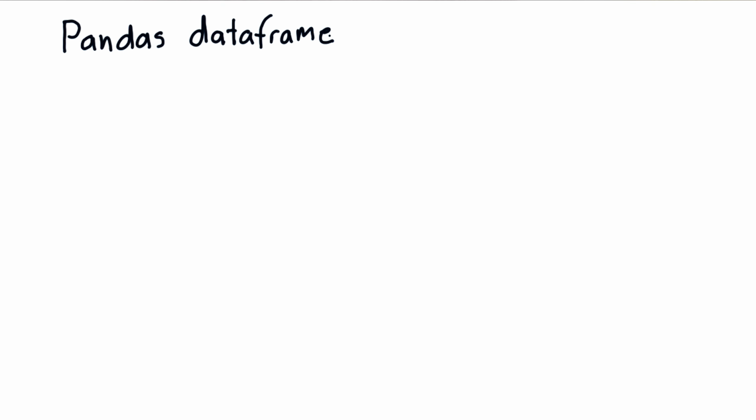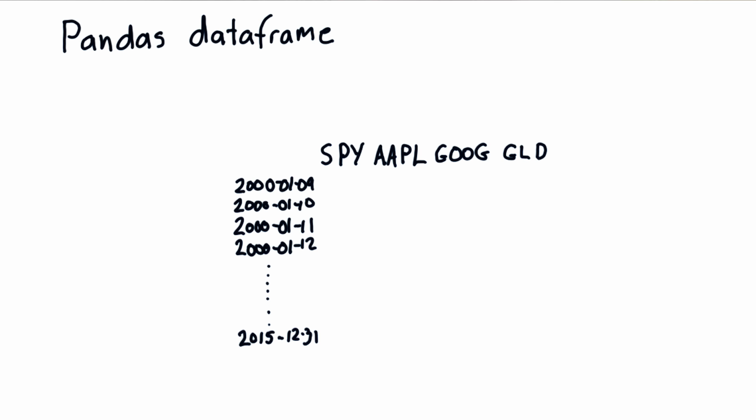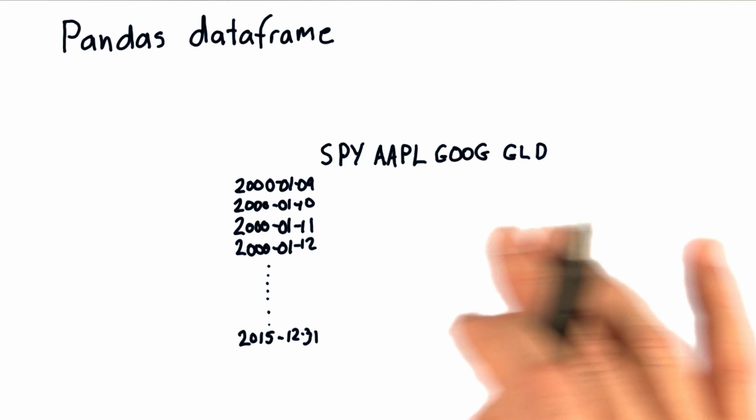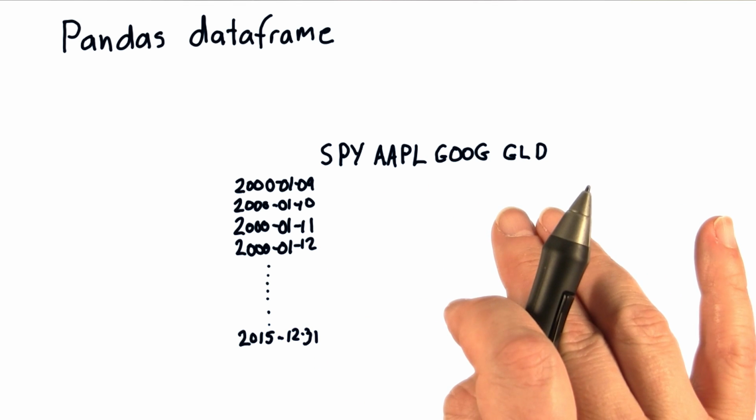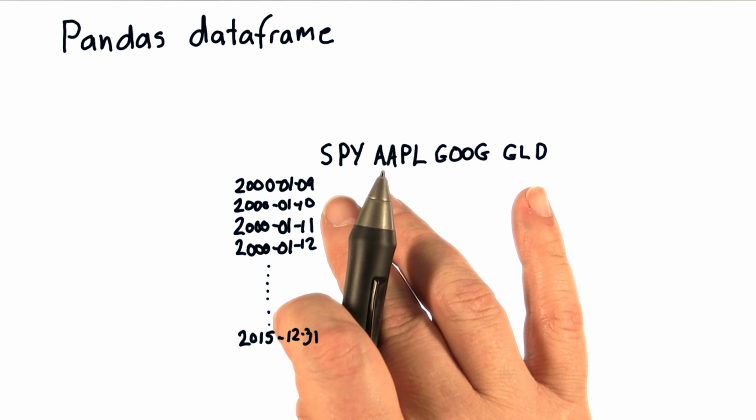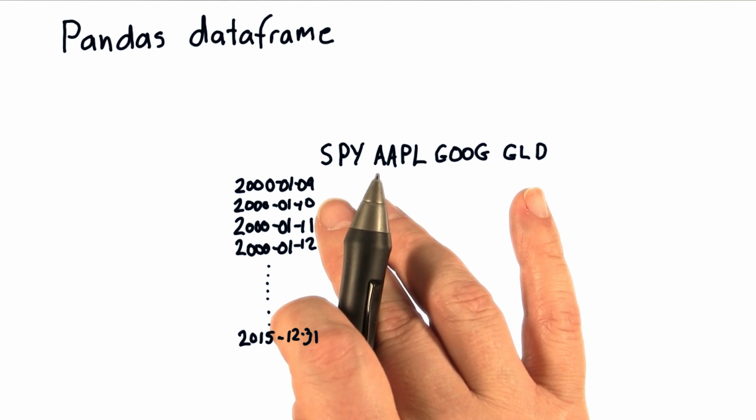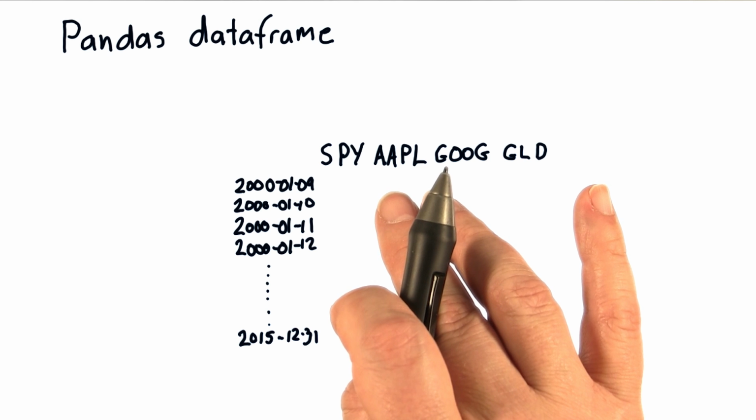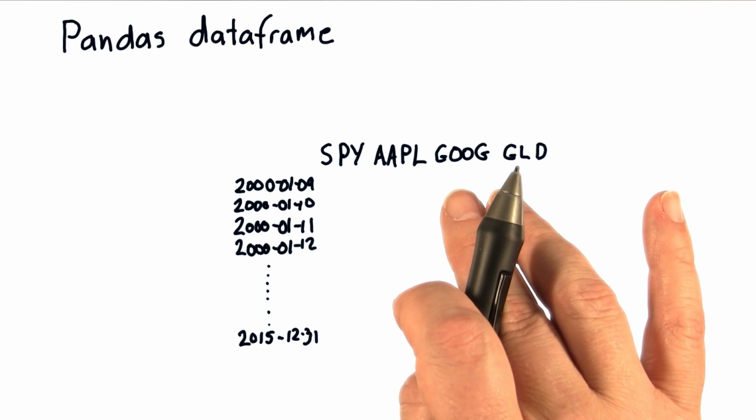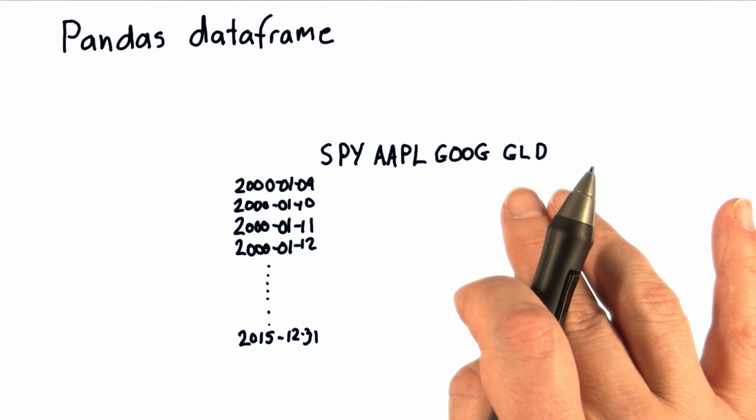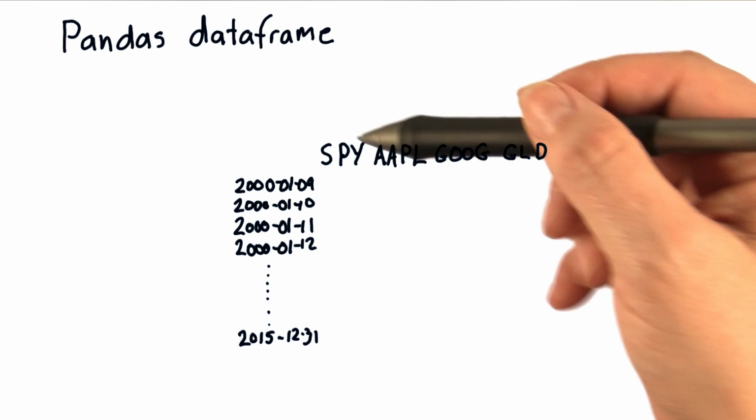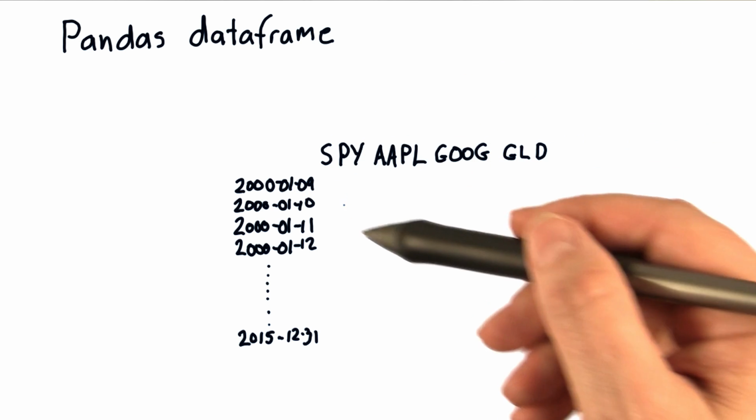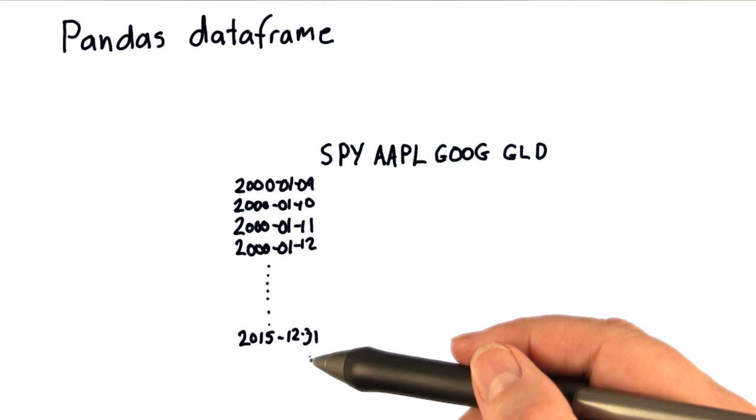And I'm going to show you a little bit about what that looks like. So this is the basic layout of a data frame. We have our symbols along the top. So our columns represent symbols in the stock market, like SPY, which is an ETF representing the S&P 500, AAPL, the symbol for Apple, GOOG, Google, GLD for gold. And the rows are the dates over time.